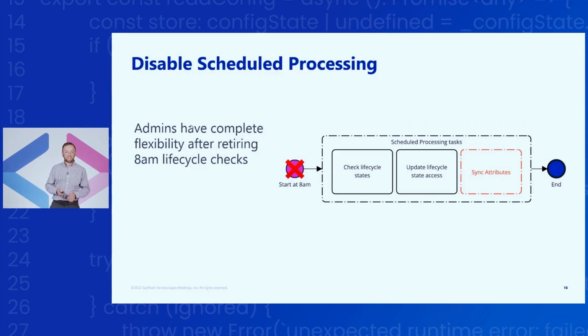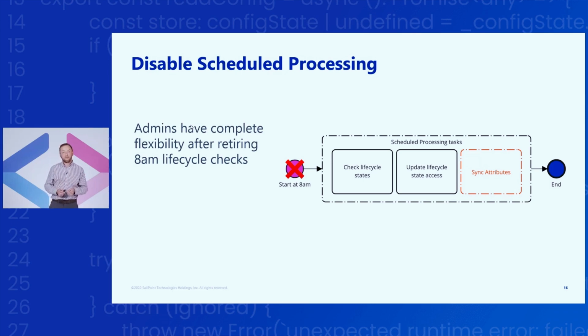Third, disable scheduled processing. Like I said, we're taking away the sync attributes portion of the scheduled processing task. This is next. This is a little further out than us getting rid of just the attribute sync job. You should start thinking about if you need the scheduled processing at all and in what regard. Scheduled processing actually happens twice a day, once in the morning at 8 a.m., once again at 8 p.m. It only does the attribute sync portion at 8 a.m., but it does the lifecycle state check at both 8 a.m. and 8 p.m.